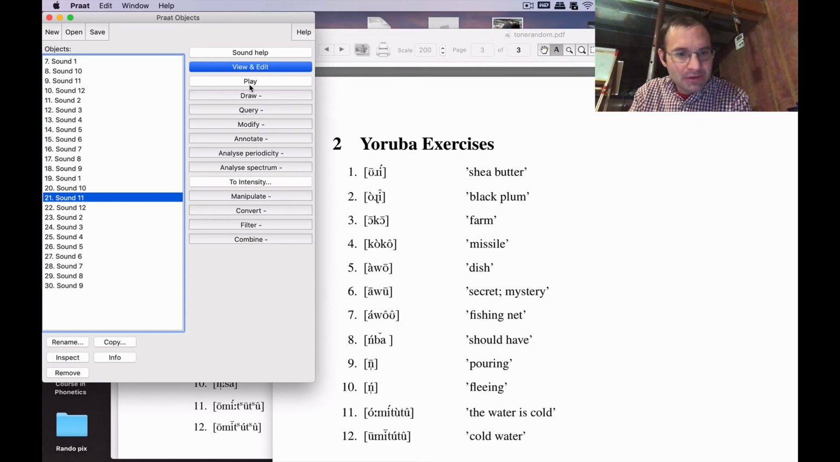Omi tutu. Omi tutu. And number 12. Omi tutu. Omi tutu. And let's play them back to back. Omi tutu. Omi tutu.